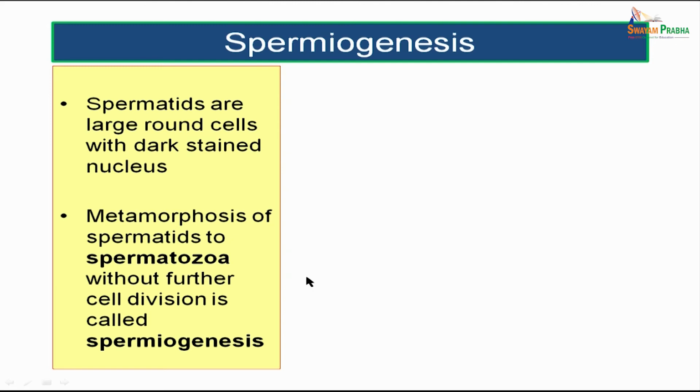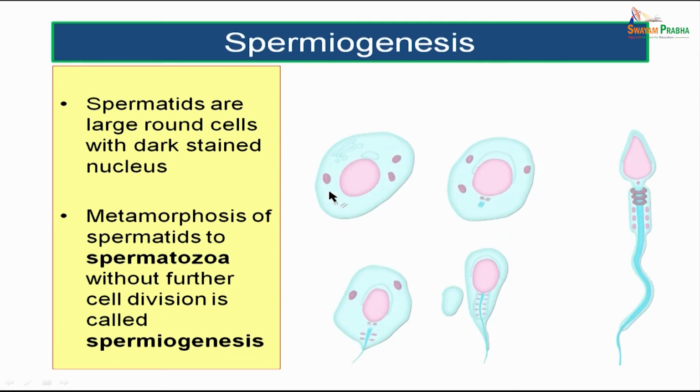This is just a maturation process. So, spermiogenesis means the metamorphosis of spermatids to spermatozoa without further cell division. That is the process known as spermiogenesis. Only if spermiogenesis happens, the entire spermatogenesis will be complete. So, let us have a look.